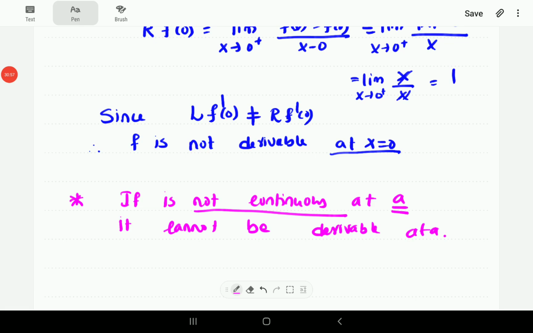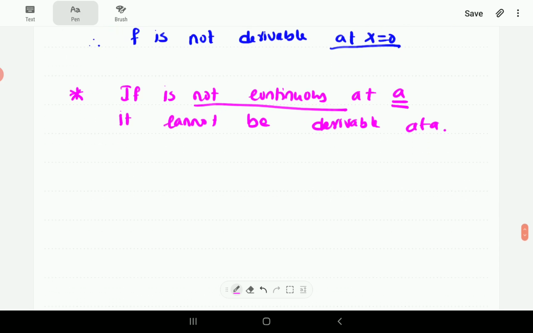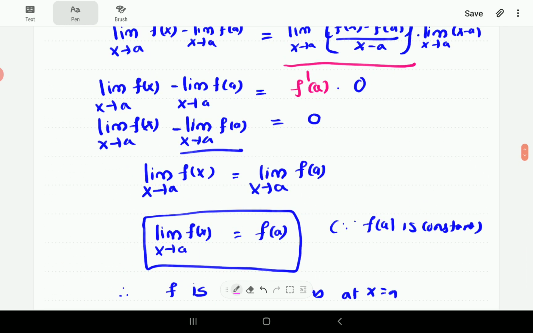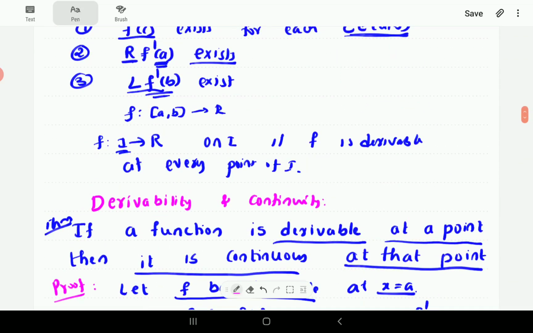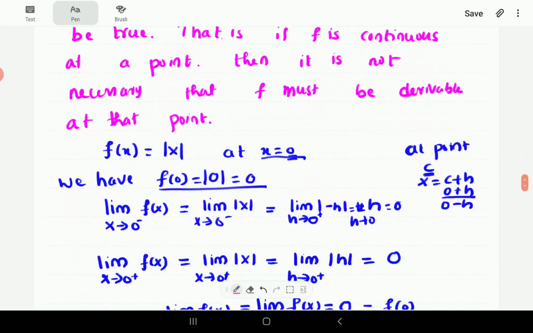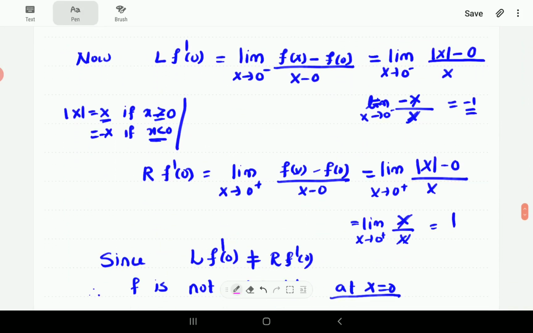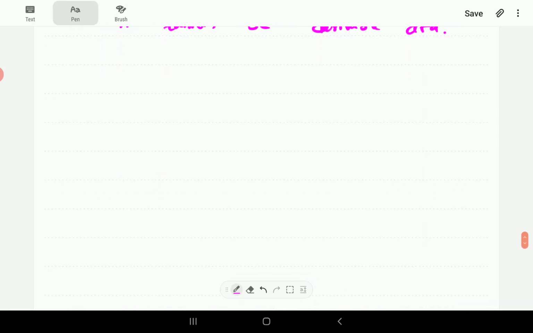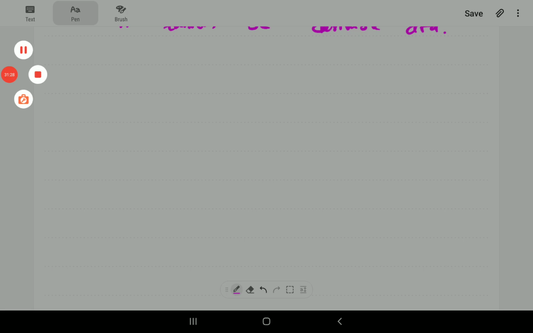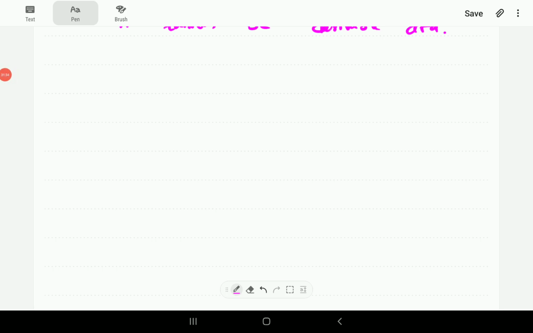Now let's try to understand with the help of some examples how we say whether the given function is derivable or not. I think those examples we will see in the next video. In this video it is enough to understand the definition of a derivative and the property of how derivative and continuity are related. We have also seen the counter example for this property. If the function is derivable, then it is continuous. The converse need not be true, and we have seen the example.